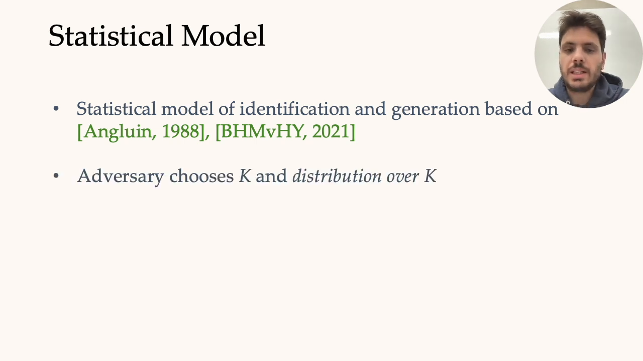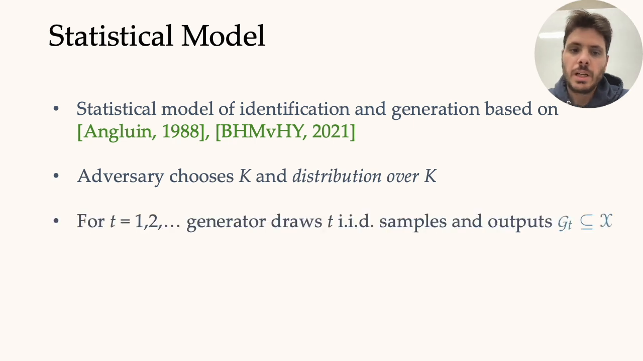Now the idea is that the adversary chooses a target language K, but instead of choosing an enumeration of that language, it is restricted to choosing a distribution over it. And what happens is that for every finite round T, the generator draws a fresh i.i.d. draw of samples from this distribution and outputs some subset of the domain, which we denote by script G sub T.